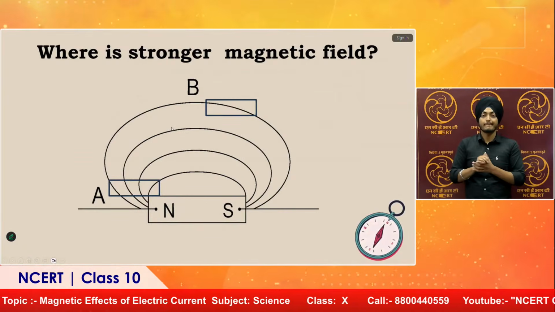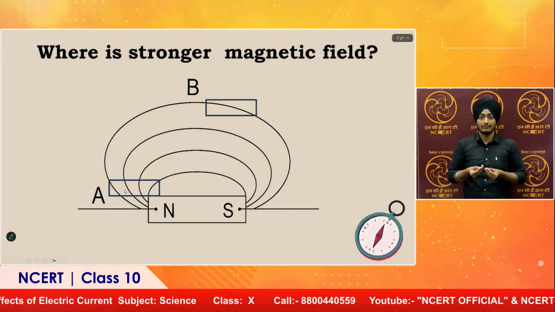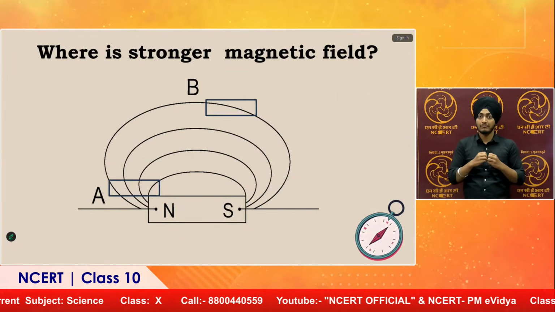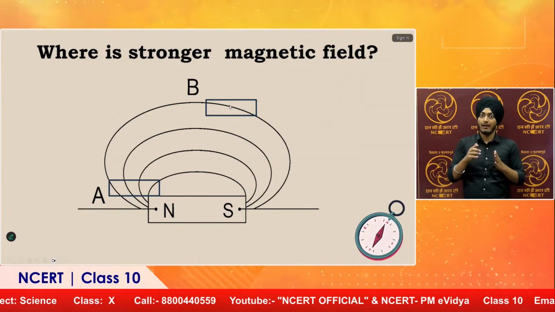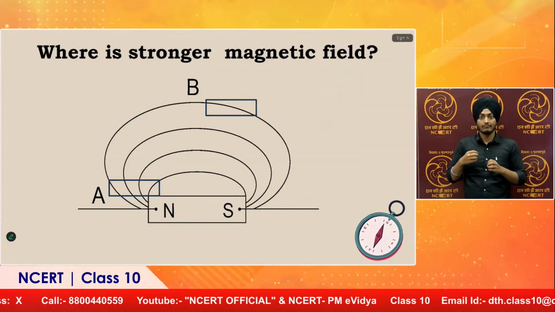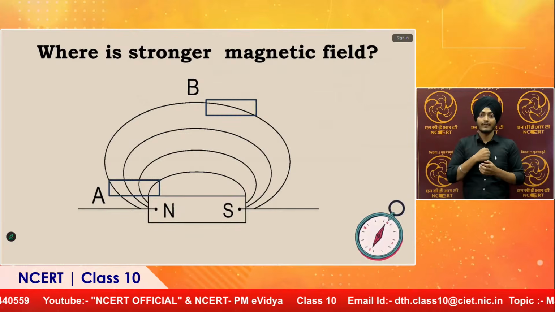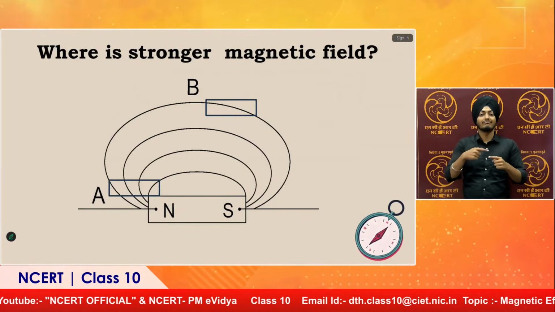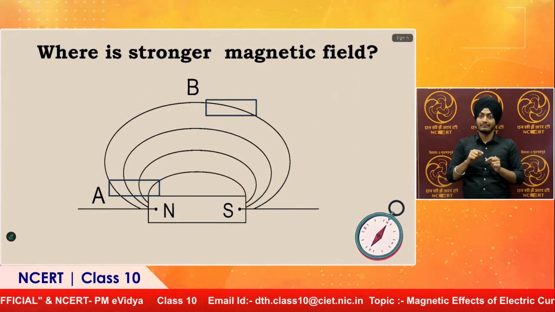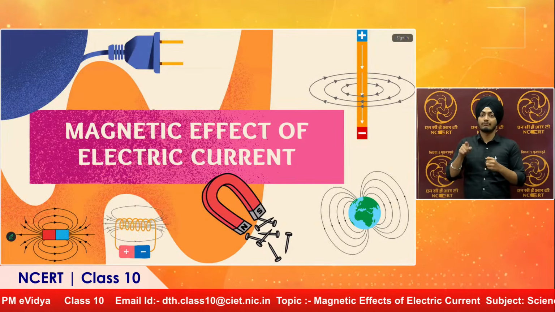So what you understand is, near A, the lines are very close to each other, so the magnetic field is large. At the point B, the lines are very separated. That means the distance between the lines is larger than at the point A. So the intensity of these lines gives the magnitude of the magnetic field.